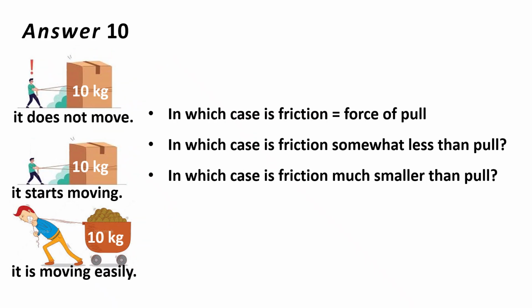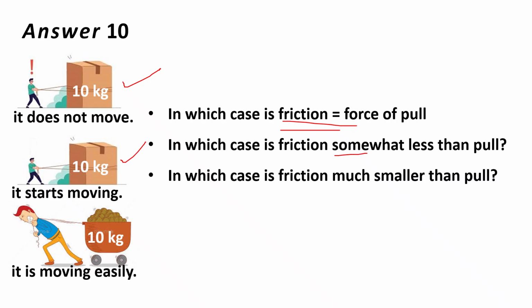Answer 10. In which case is friction equal to force of pull? In static friction. In static friction, friction and pull are equal. They form a pair of balanced forces, so the body does not move. Friction and pull are equal and opposite. So static friction, that is picture number 1. In which case is friction somewhat less? That is picture number 2.